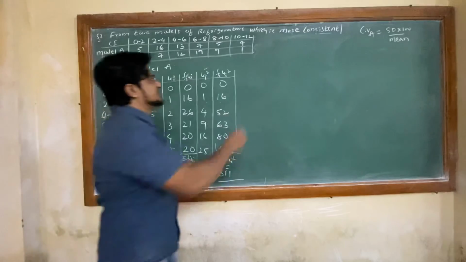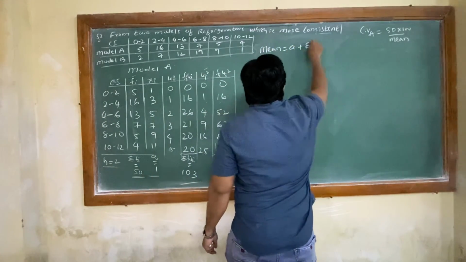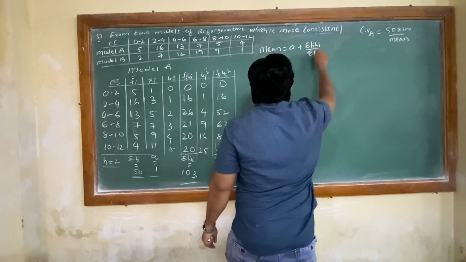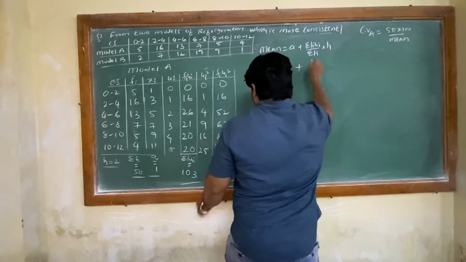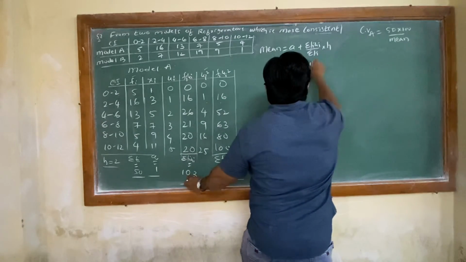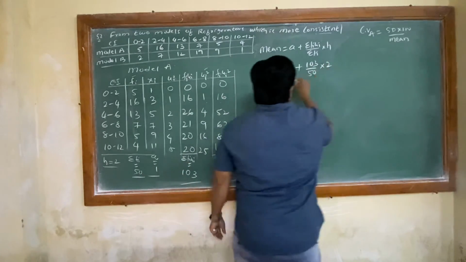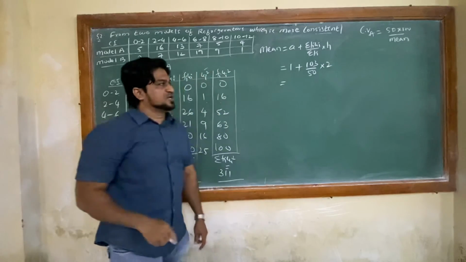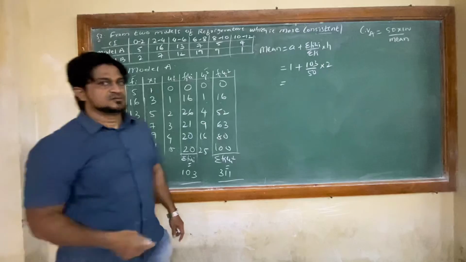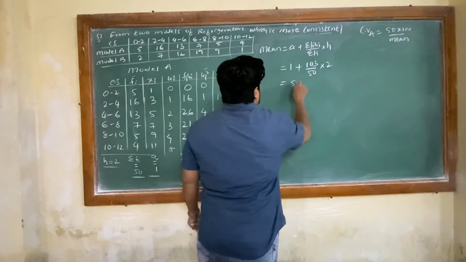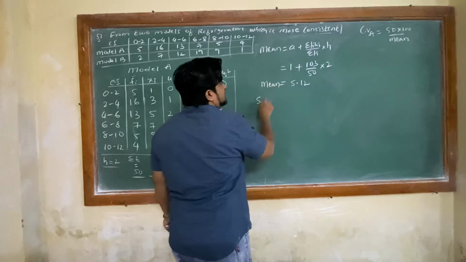Now we have to find the mean first. Mean is equal to A plus sigma Fi Ui by sigma Fi into H. A is 1 plus sigma Fi Ui, 103, by sigma Fi, 50, into H. Now multiply that: 103 into 2 divided by 50, plus 1. This is the mean.